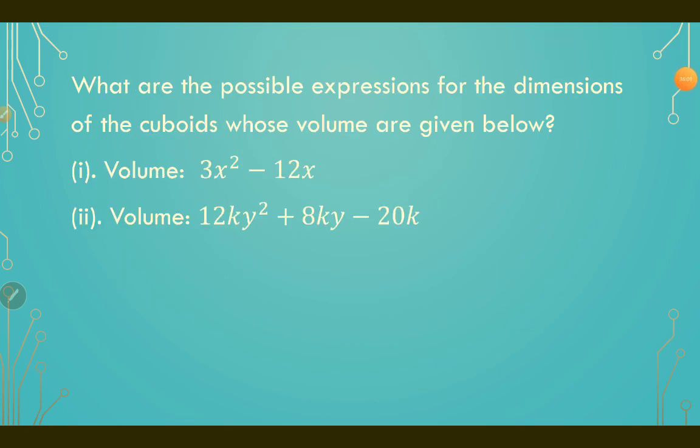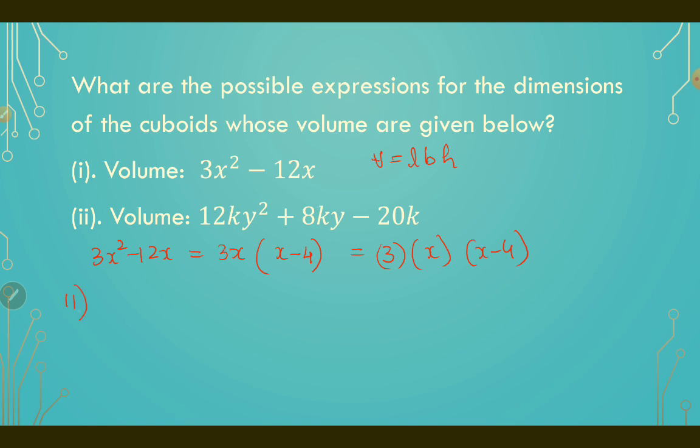What are the possible expressions for the dimensions of a cuboid whose volumes are given below? For a cuboid, we know the volume is equal to length into breadth into height. So there should be three such quantities. So 3x² − 12x can be split as 3x. When I take common, I get x − 4. So the quantities are 3, x and x − 4.